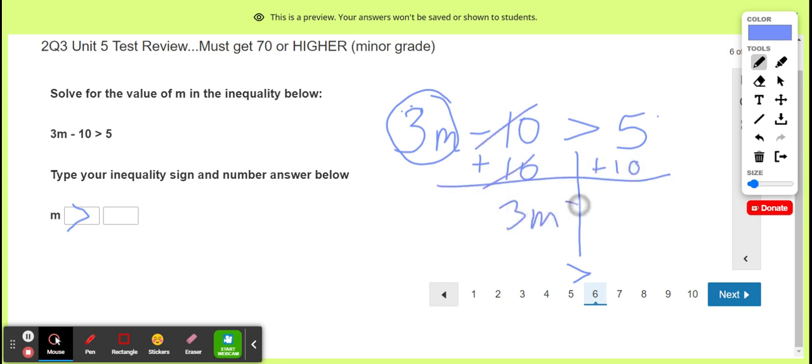3m is greater than 15. We go to step 2. The opposite of multiplying by 3 is dividing by 3. So m is greater than 15 divided by 3.